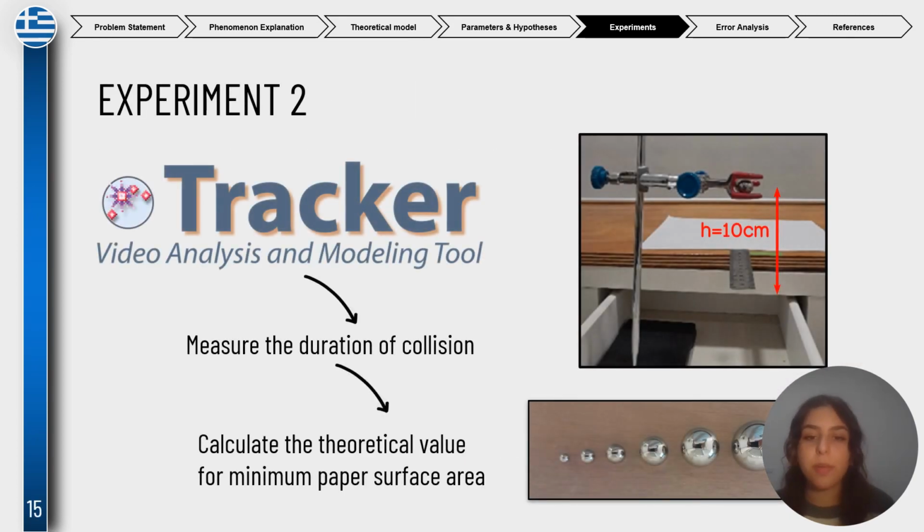On to the second experiment, we have here the height of the toss. We are doing the experiment. We take a video, we put it into Tracker, which is a video analysis and modeling tool. And by Tracker, we measure the duration of the collision. And then we can calculate theoretically the minimum paper surface area. And then we compare it with the experimental paper surface area that we found from each given ball mass and experiment that we did.